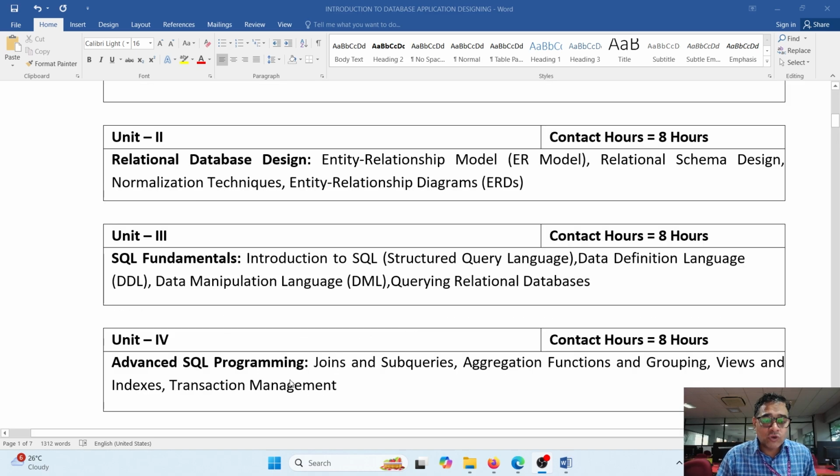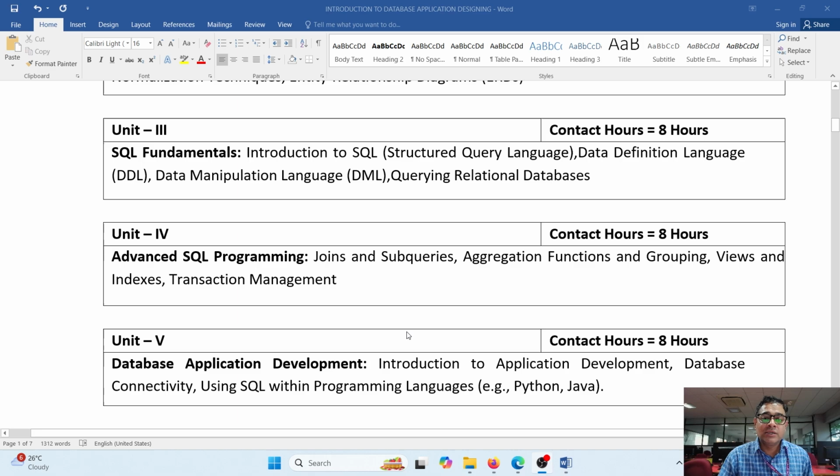Then in the fourth unit, we proceed with advanced SQL programming, where we'll be learning more complex queries, and that is called joins. Then we'll be learning aggregation functions, then grouping, views, indexes, and transaction management. So in the third unit, we'll study the basics of SQL, and in the fourth unit, we move to a little more advanced SQL, that is structured query programming, which will cover these aspects.